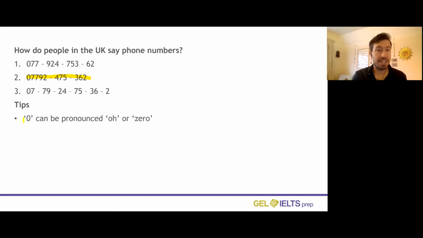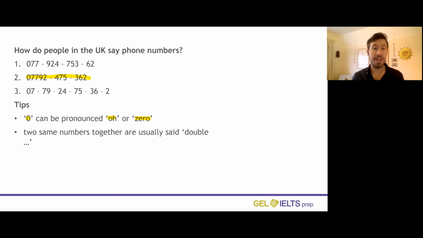Well, the first one is that the number 0 can be pronounced "oh", like here, I said 07792. Or it could be pronounced "zero", as in 07792. Both of those are fine.